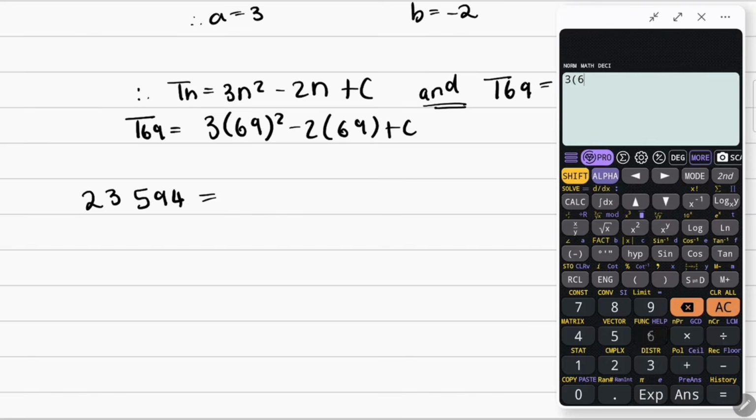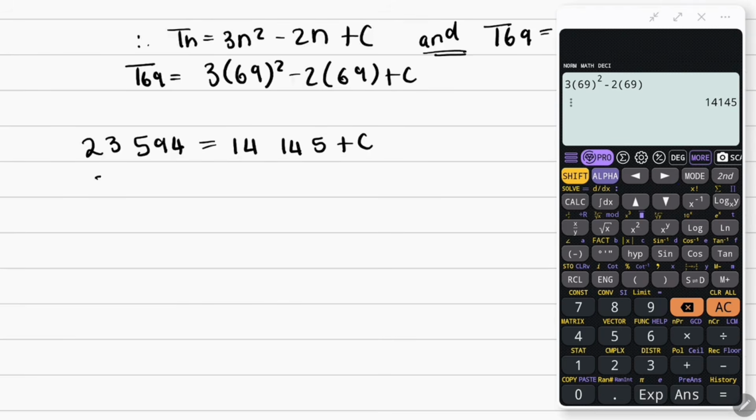So that's 3 times 69 all squared minus 2 times 69. And you see what it gives us. It gives us, so just to make sure I'm writing the right thing. And then you say 23,594 minus 14,145 equals C. And that will be C.